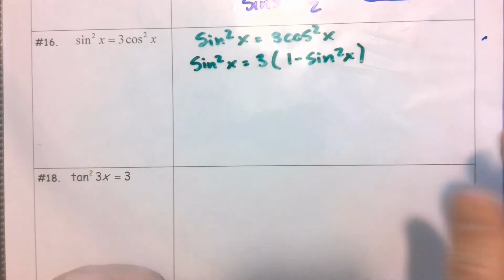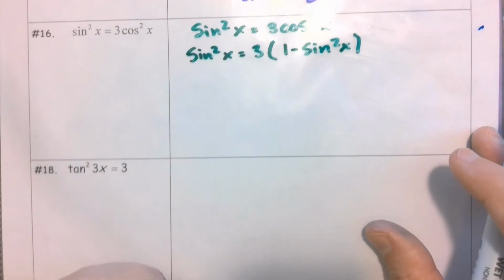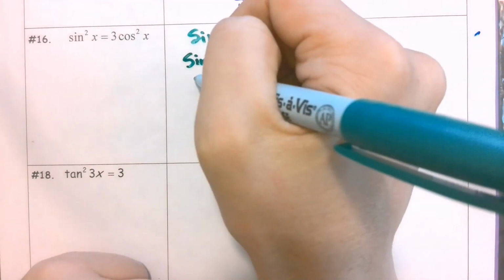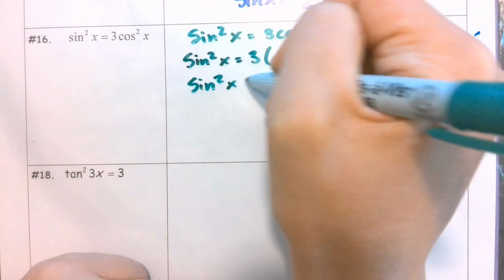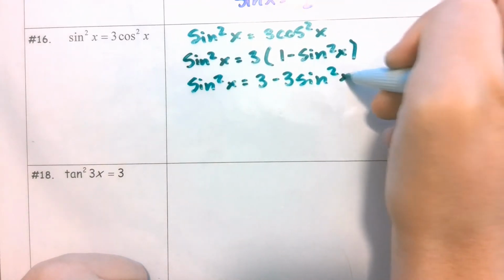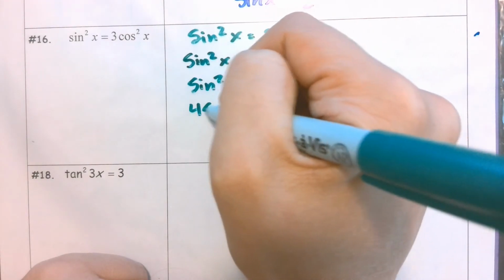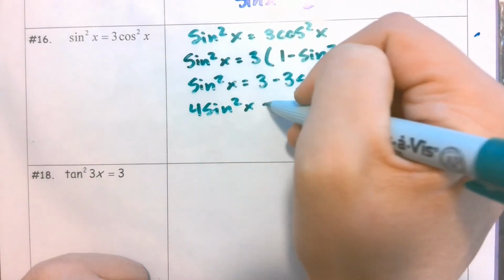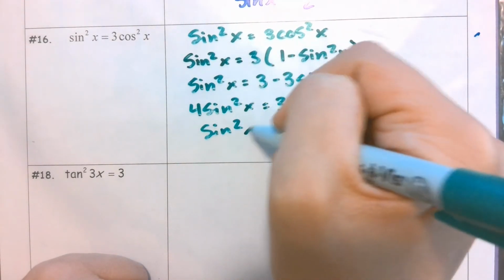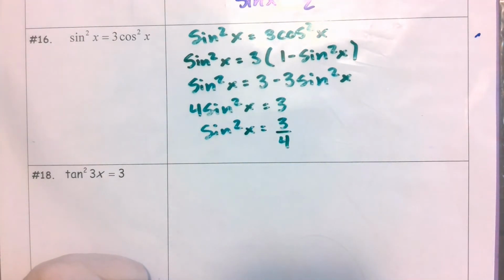Now I'm back to my original MO of trying to get that trig function by itself. So even though I've got sine squareds, I'm still going to try to get all the sine squareds on one side. So distributing the 3, and then adding the 3 sine squared to the other side. So I've got 4 sine squared. Dividing by 4. Okay, so now I've got the sine squared by itself.